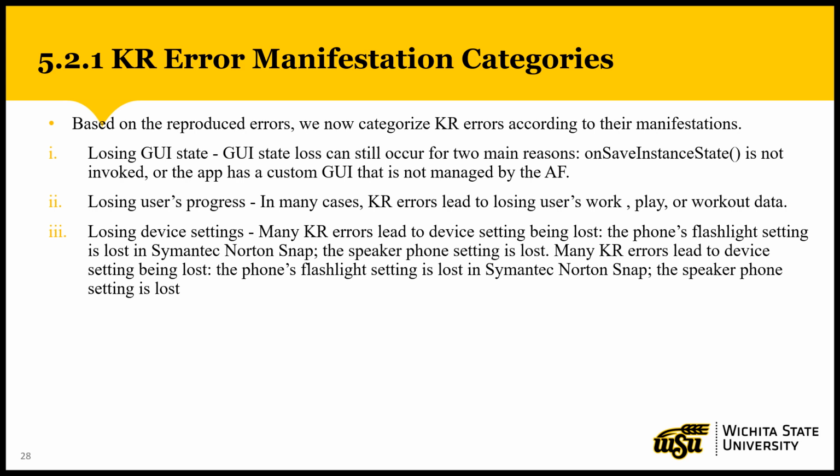Coming to losing user's progress. In many cases, a KR error leads to losing the user's work, play or workout data. And the last one is losing device settings. Many KR errors lead to device settings being lost. The phone's flashlight setting is lost in Symantec Norton Snap. The speakerphone setting is lost in Speaker Proximity. The camera setting is lost in Motorola Camera. The Bluetooth settings are lost in BTHF, PowerSafe and Fox5.